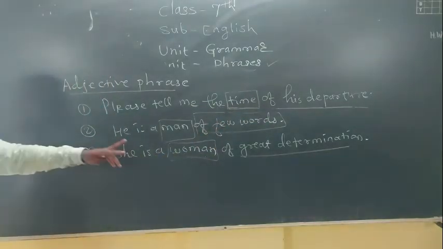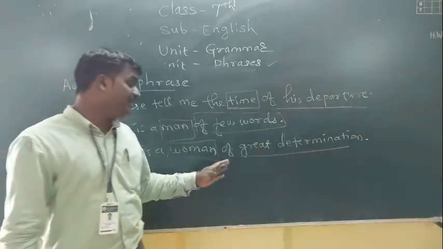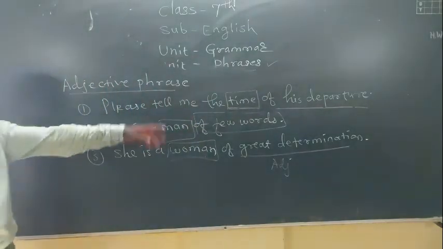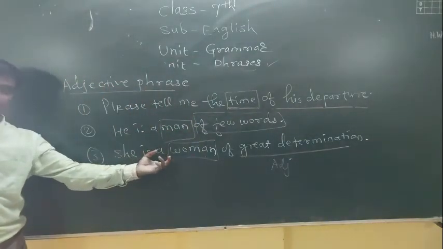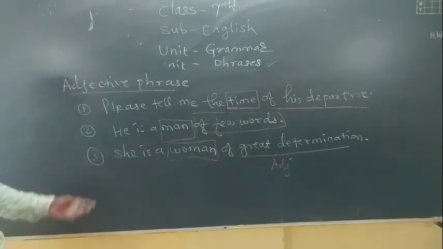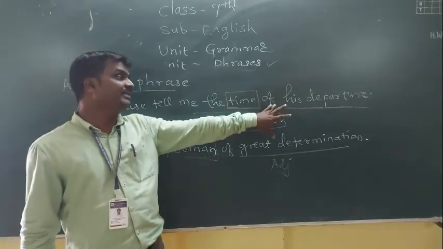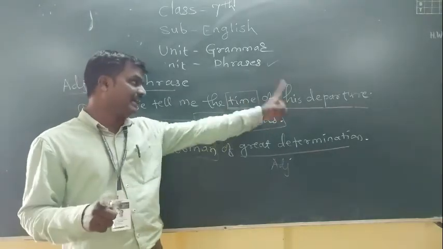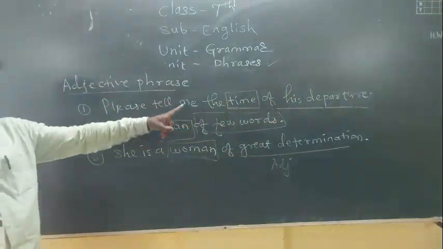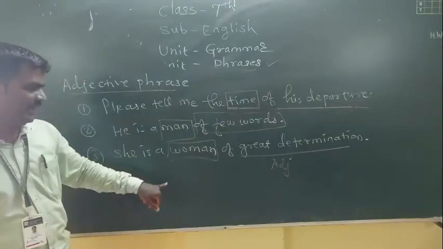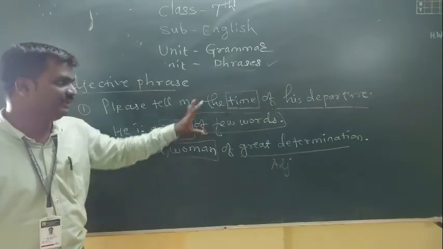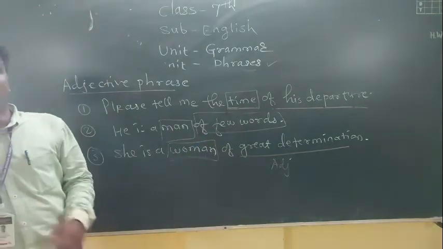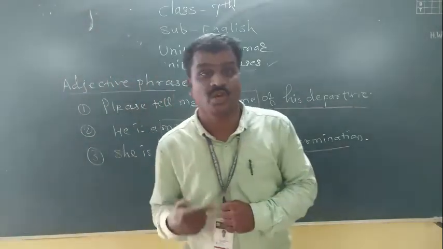Next one: She is a woman of great determination. "Of great determination" is an adjective phrase. Why is it an adjective phrase? Because it describes a noun. When a word describes a noun, it is called an adjective, and when a phrase gives us information about the noun, that's called an adjective phrase. Here the word time is a noun, man is a noun, and woman is a noun. We are getting the description of these words in the last statements: of his departure, of few words, and of great determination. All these phrases describe the noun, and that's why they are called adjective phrases.